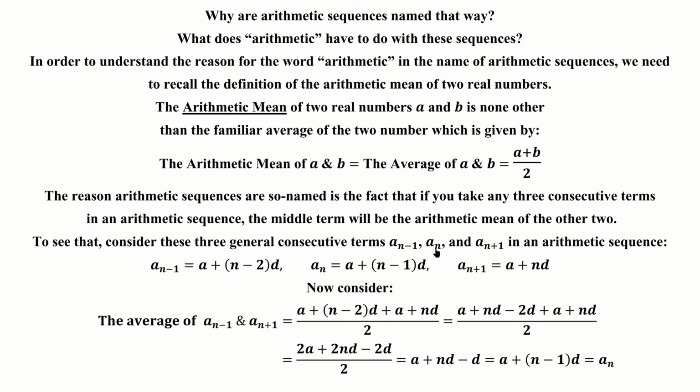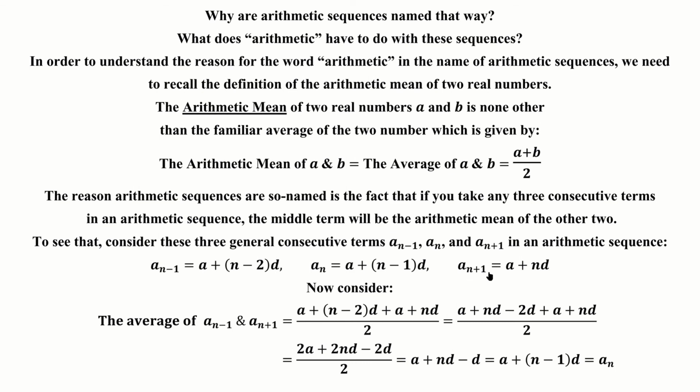I'm going to consider, well, an in the middle, then the one that comes before that will be what? An minus 1, and the term that comes after that will be the an plus first term, right? Now, we know that an itself is a plus quantity n minus 1 d, right? So what would an minus 1 be? Well, it would be a plus, remember, in this parentheses here, you always want one less than the term number. So what's n minus 1 minus 1? That would be n minus 2, right? So that's why an minus 1 is going to be a plus quantity n minus 2 d.